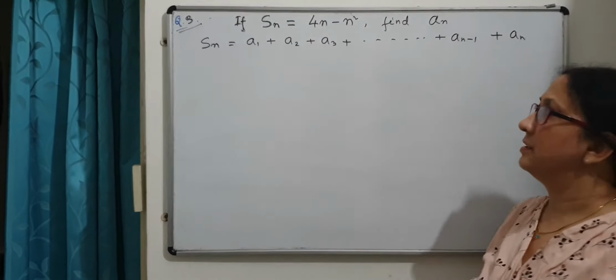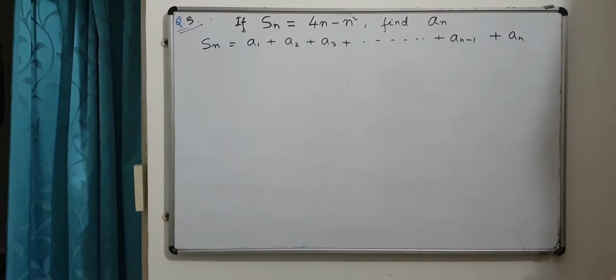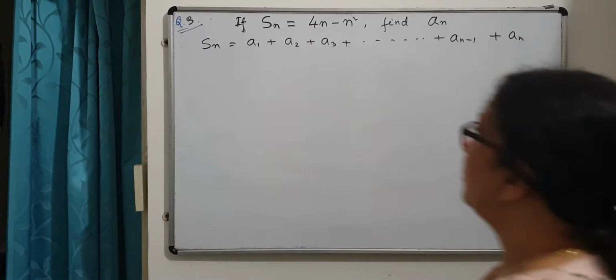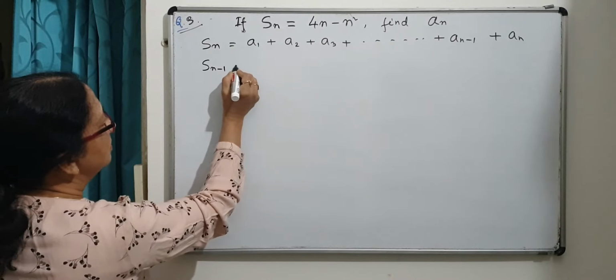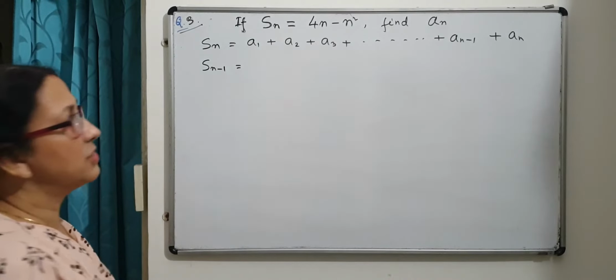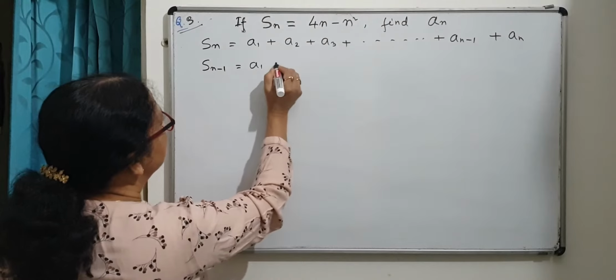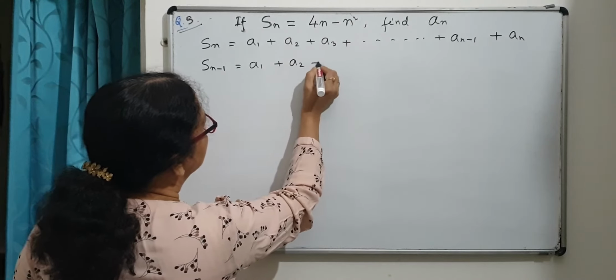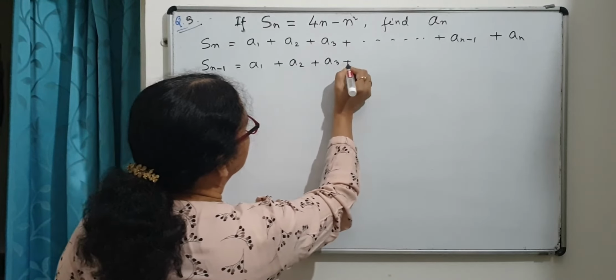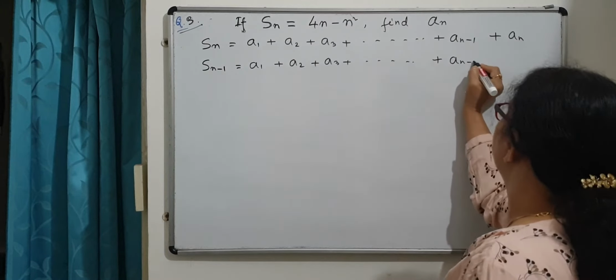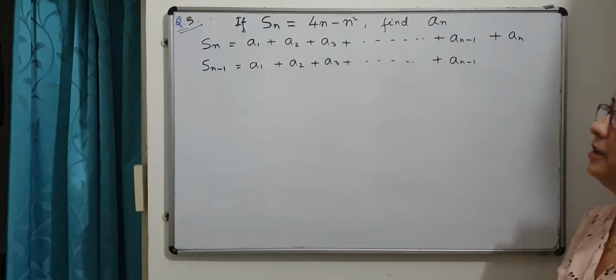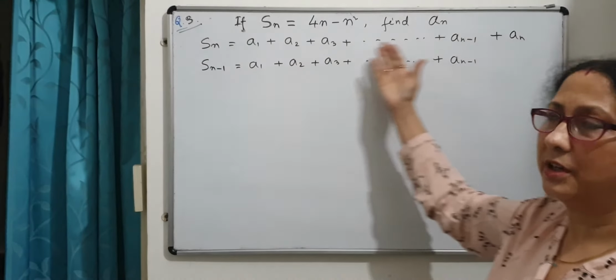This is your Sn. Now you see, what will be Sn minus 1? Again let me write. Sn minus 1 means the sum of the first n minus 1 terms. So this will be A1 plus A2, and so on, and it will end up here. Is it not? This will be the situation. By the definition, we can write it in this way.